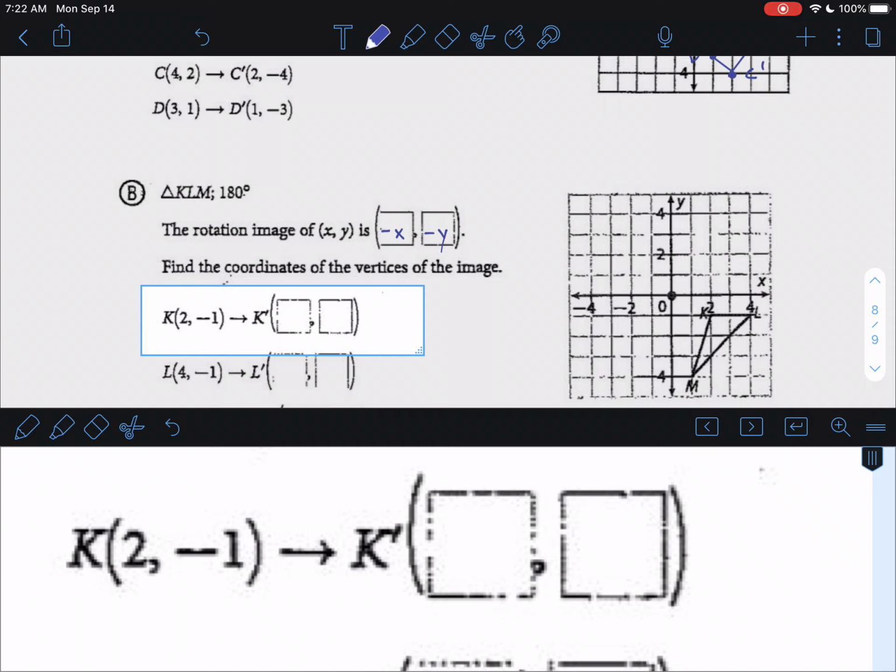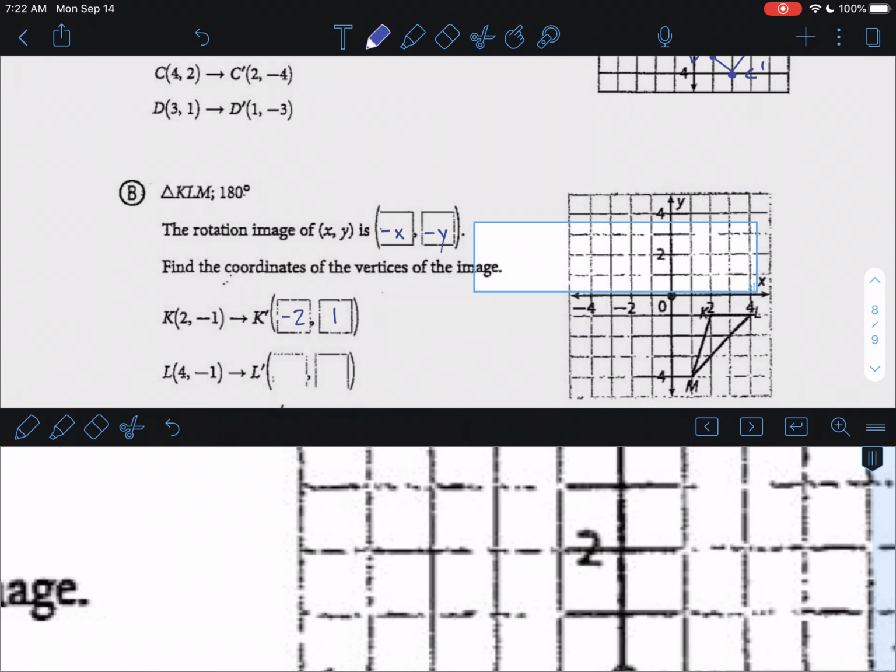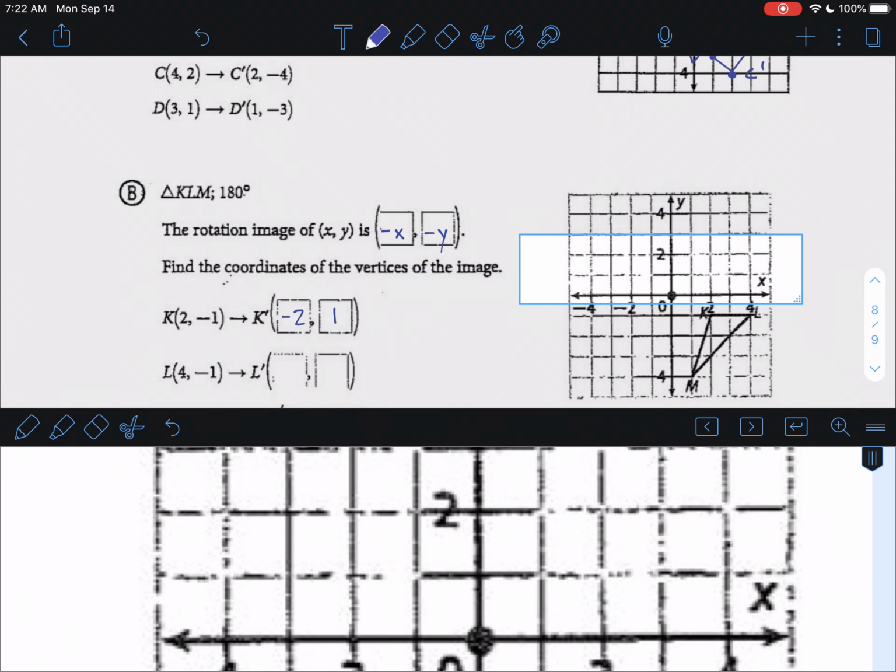So I have (2, negative 1). Making them both negative, or I guess a better word is changing the sign. From 2, we go to negative 2. From negative 1, we go to positive 1. So the point K, which is at (2, negative 1), maps onto the point K prime, which is at (negative 2, 1). And I can put that on here. And that's my K prime.